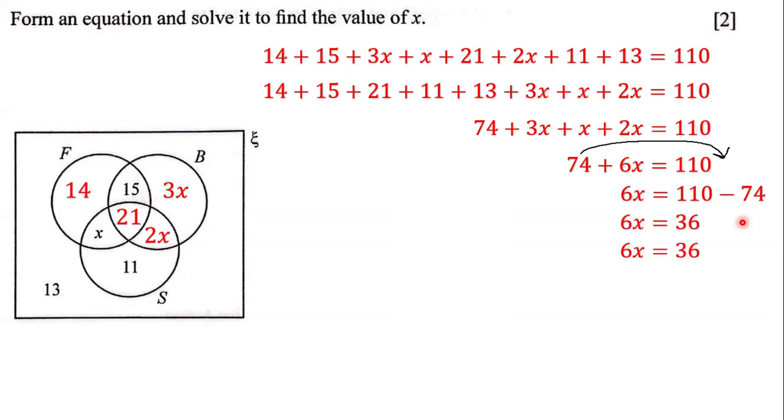Okay, so what we're going to do here is divide both sides of this equation by 6. So this 6 cancels with this 6. And so we are left with x is equal to 36 divided by 6. And 36 divided by 6 is definitely 6. So x is equal to 6. Good, so x is equal to 6. And so we formed an equation and we solved it for x.